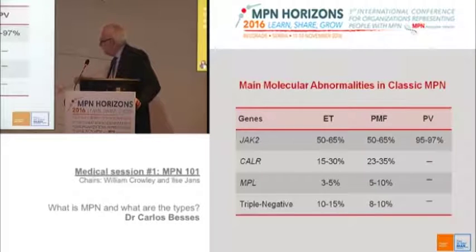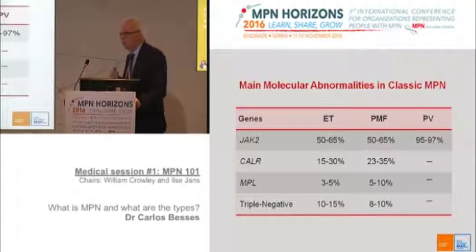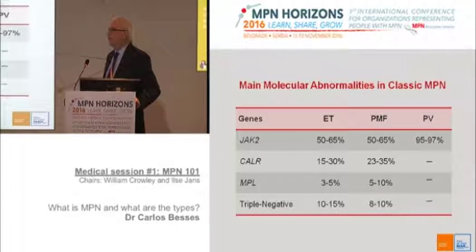And there is a small subset of patients that are very interesting, and our group is doing some research in this, called triple negative patients. These are patients who lack JAK2, calreticulin, and MPL mutations.